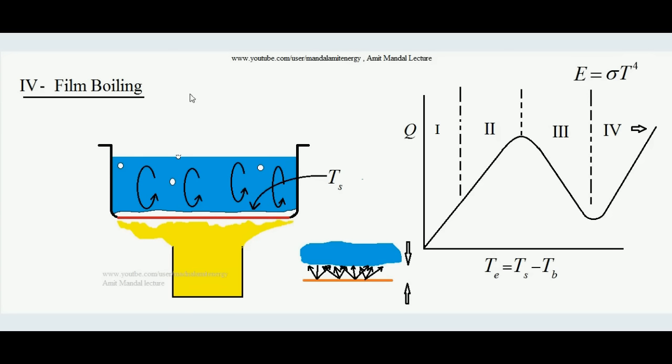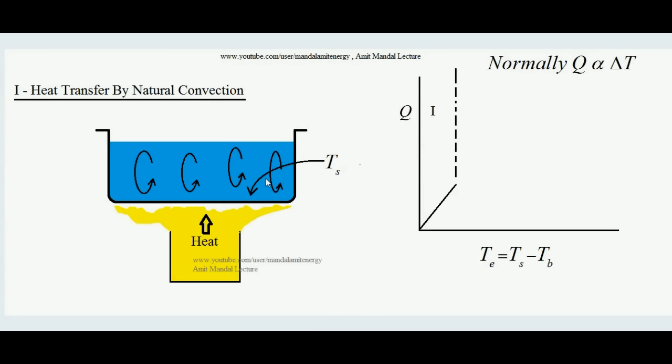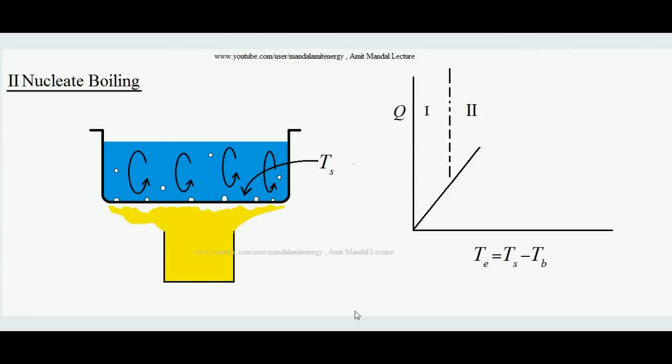Now we have learned about the four regimes of boiling. The first regime of boiling is called heat transfer by natural convection, meaning only heat is transferring to this liquid and convection currents are developed. Second, nucleate boiling, in which the nuclei of vapors are formed at the immediate top of this hot surface. They detach from the surface, reach the top and burst.